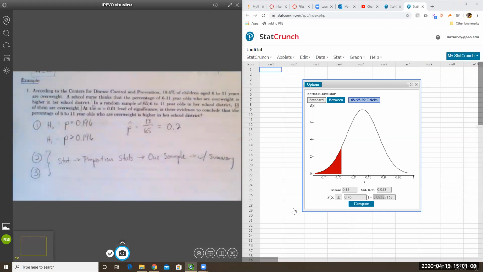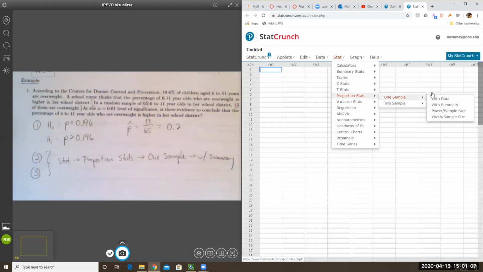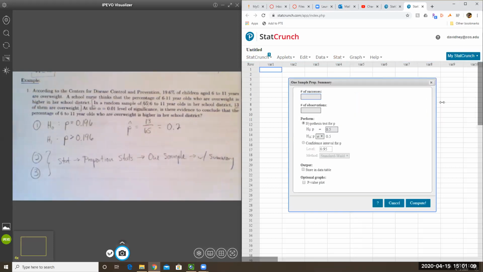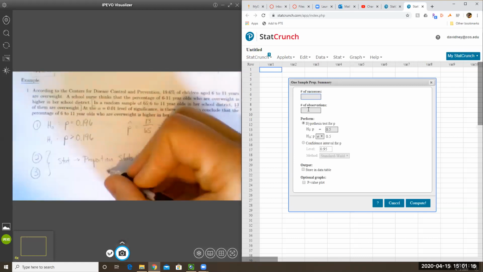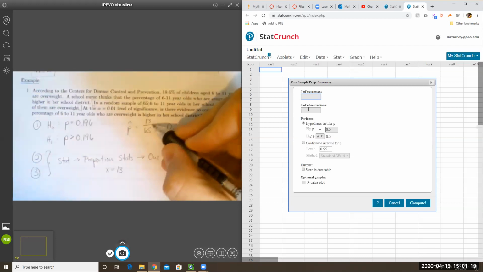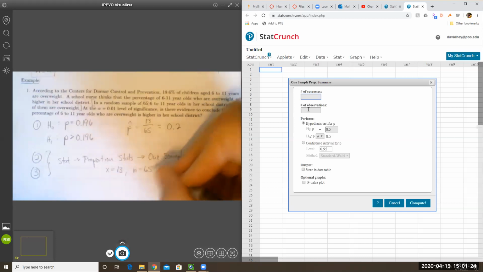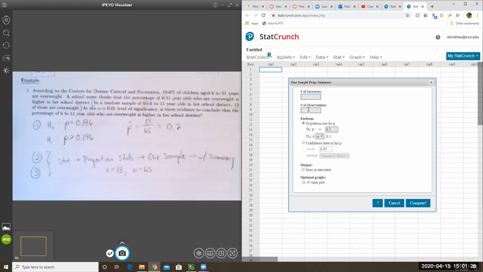Okay, let's do that and see what we're prompted for. We're going to go Stat, Proportion Stats, one sample, with summary. We're prompted for the number of successes and the number of observations. In this case, the number of successes was 13. 13 of her students were overweight. The number of observations was 65. That was her sample size. So we'll enter those values, 13 and 65.